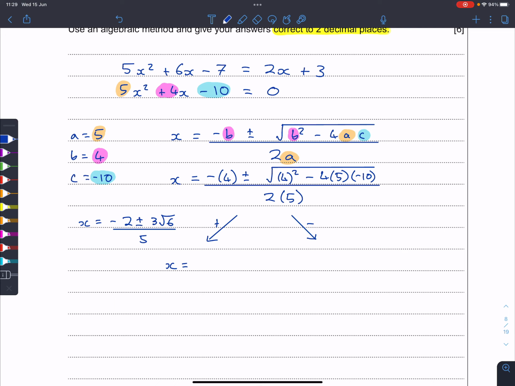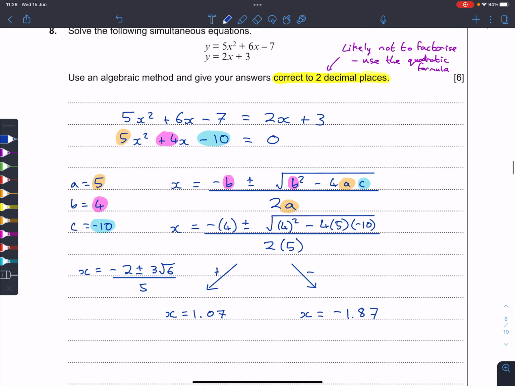And then let's turn it into 2 decimal places. That becomes 1.07. And if I use a minus sign, just scroll through, change it to a negative, I get negative 1.87.